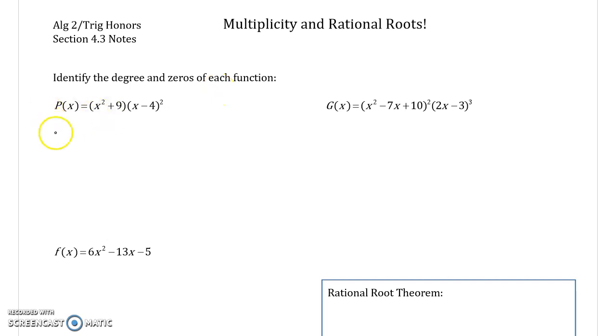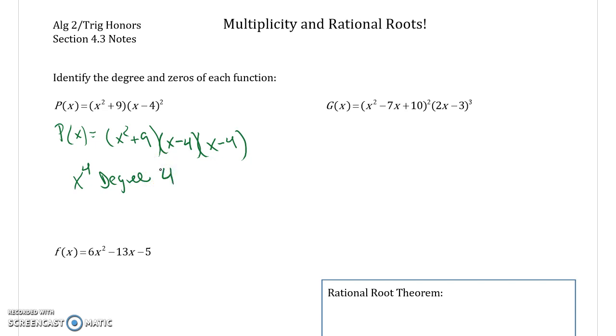When I look at a function like p of x, I notice that I've got a quadratic term that is not factorable, and then I've got this linear term, x minus 4, that is squared. Just for right now, I'm going to write that as x minus 4 times x minus 4. Now, if I think about the degree of this function, if I were to expand p of x, I would have x squared times x times x. My leading term, or my highest degree term, would be x to the fourth, which means this is a degree 4 or a quartic function.